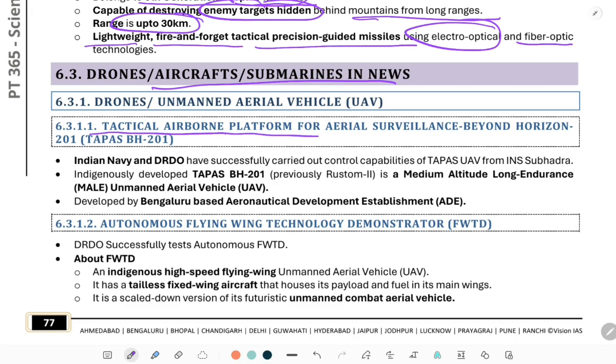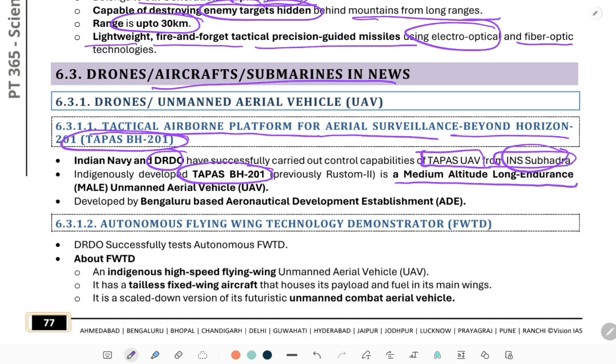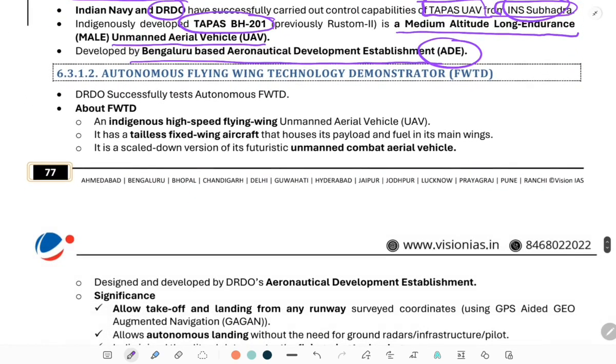A tactical airborne platform for aerial surveillance beyond the horizon: this is Tapas BH-201. The Indian Navy and DRDO have successfully carried out control of the Tapas UAV from INS Subhadra. The indigenously developed Tapas BH-201 is a medium altitude long endurance unmanned aerial vehicle. It is developed by the Bangalore-based Aeronautical Development Establishment.